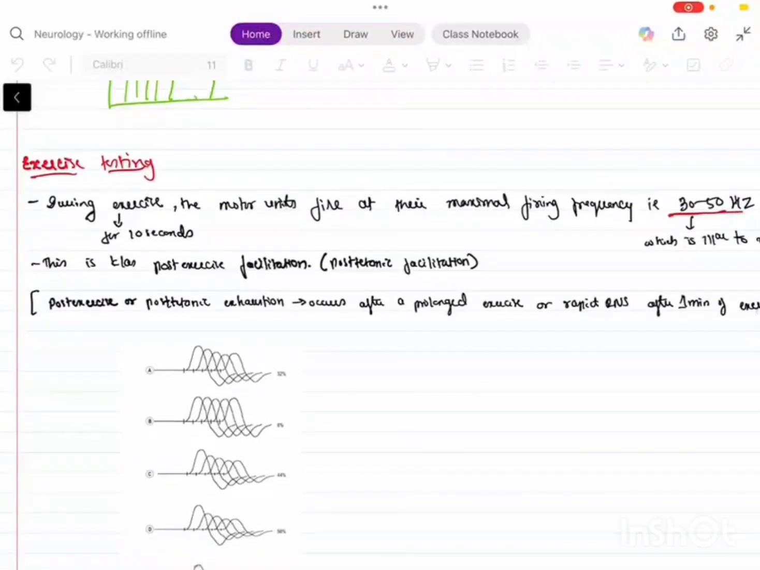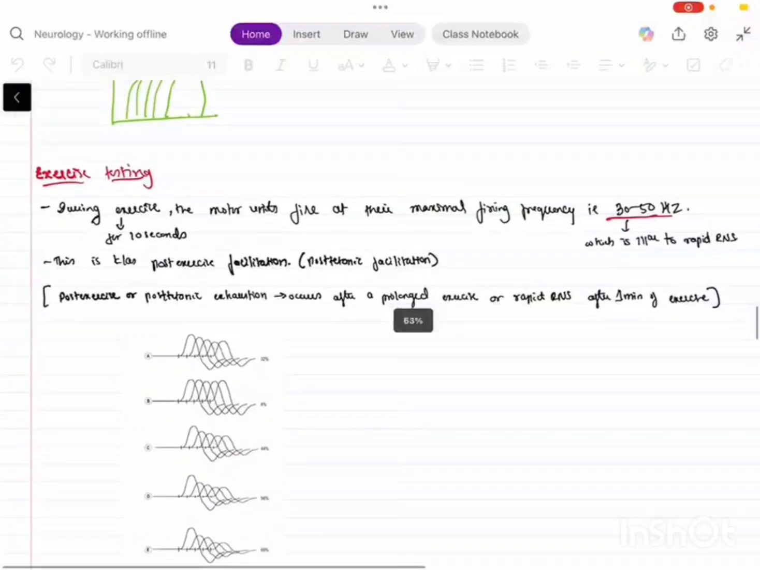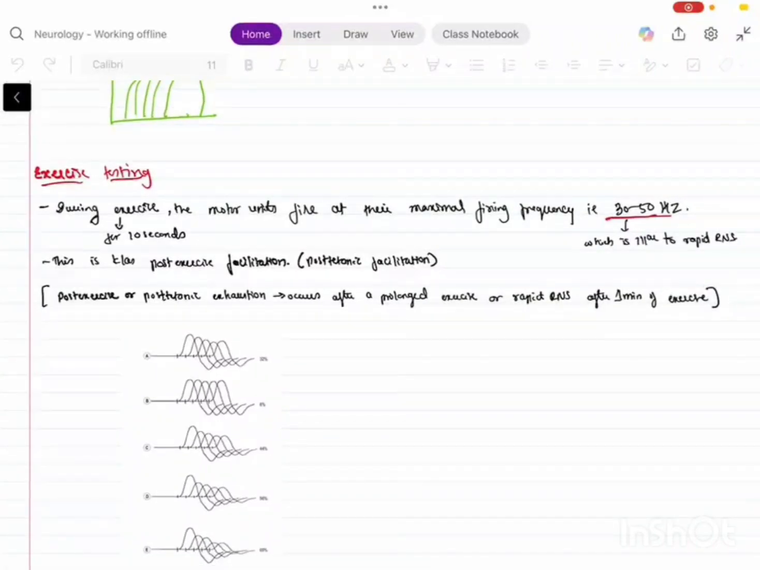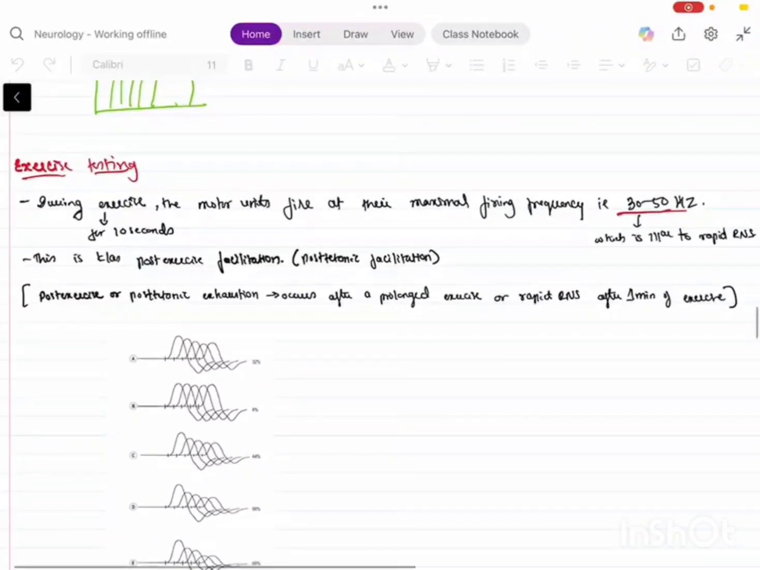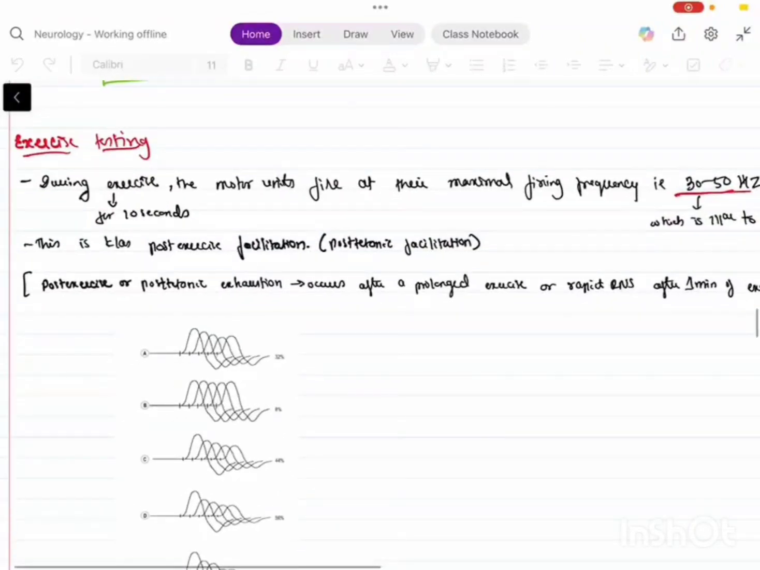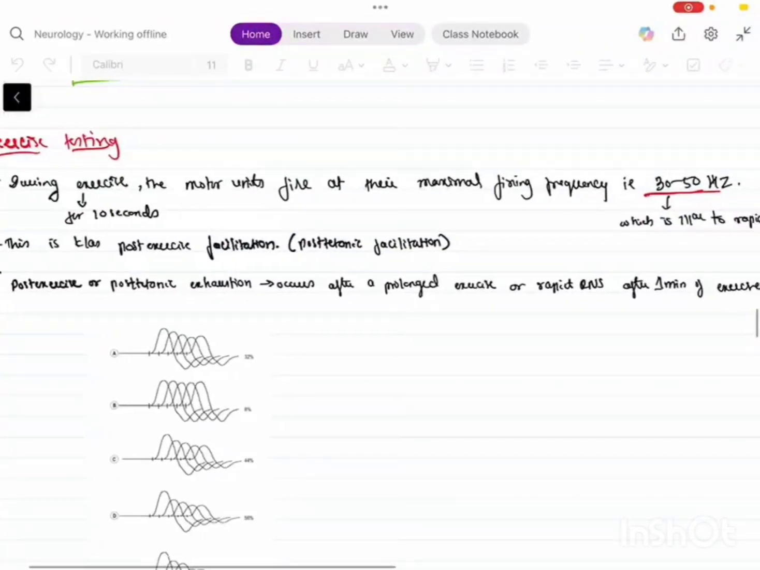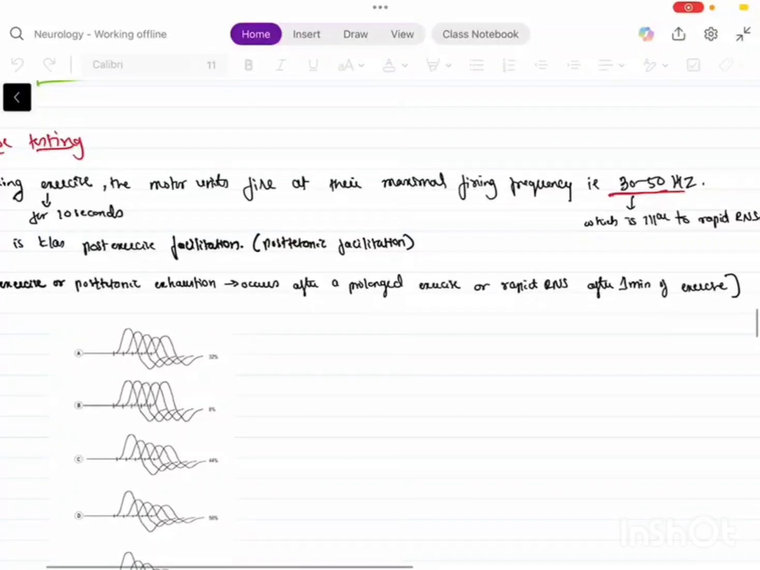Then coming to the exercise testing. During the exercise, the motor units fire at their maximal firing frequency, that is 30 to 50 Hz, which is similar to the rapid RNS. Exercise for 10 seconds causes similar results as the rapid RNS because the frequency is 30 to 50. This is known as the post-exercise facilitation, that is post-tetanic facilitation. Post-exercise or post-tetanic exhaustion occurs after the prolonged exercise or the rapid RNS, after 1 minute of the exercise.